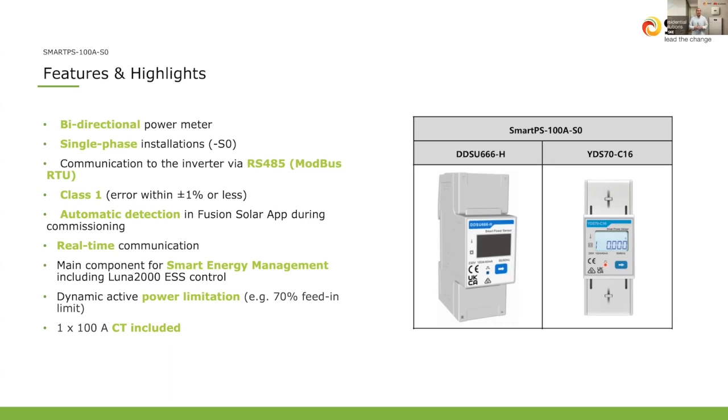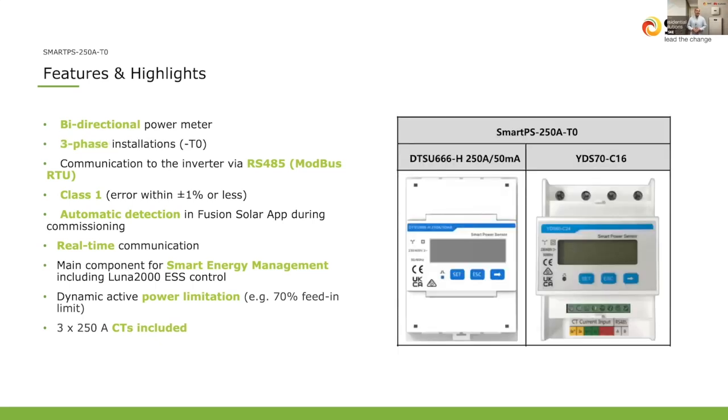The main component for the smart energy management, including the Luna 2000 energy storage system control, is the smart power sensor. And for a dynamic power limitation, also known as the export limitation, you will need a smart power sensor. For this type of single-phase smart power sensor, one CT with a current measurement of 100 amperes is included.